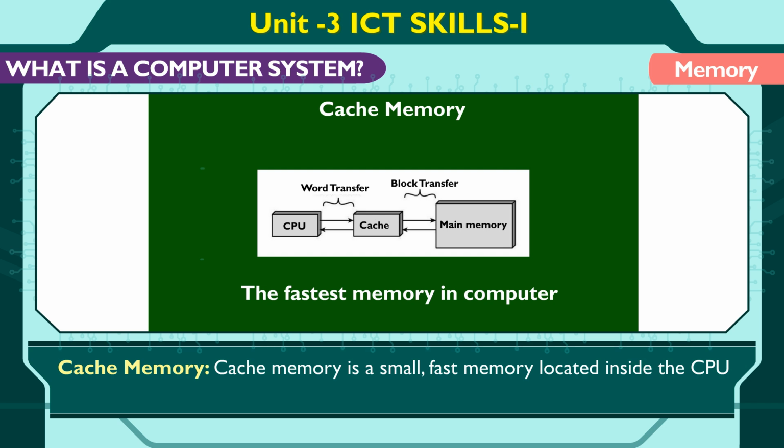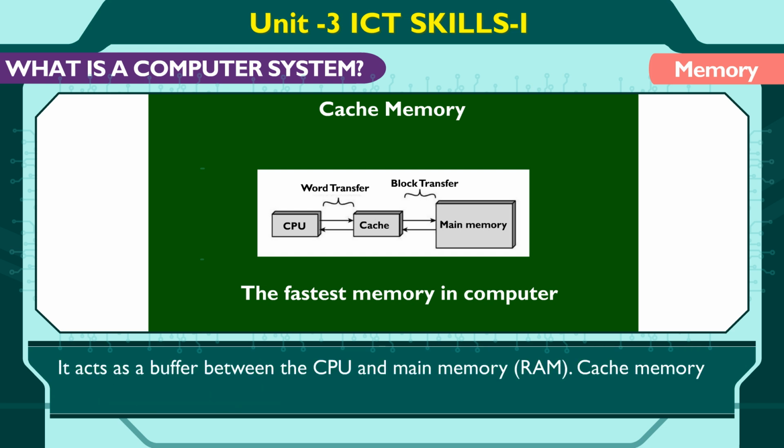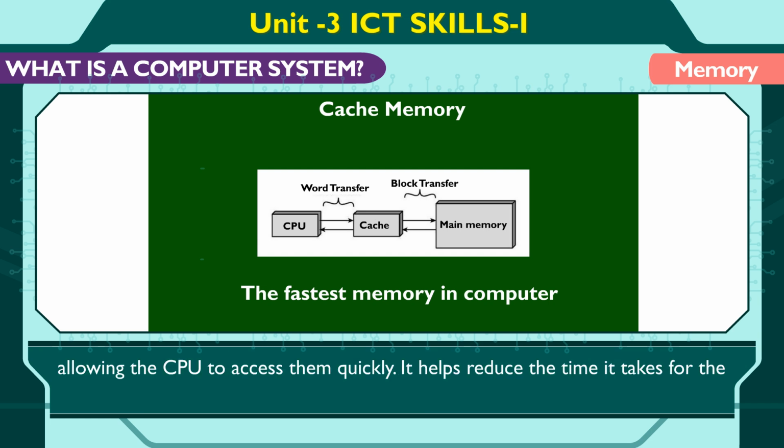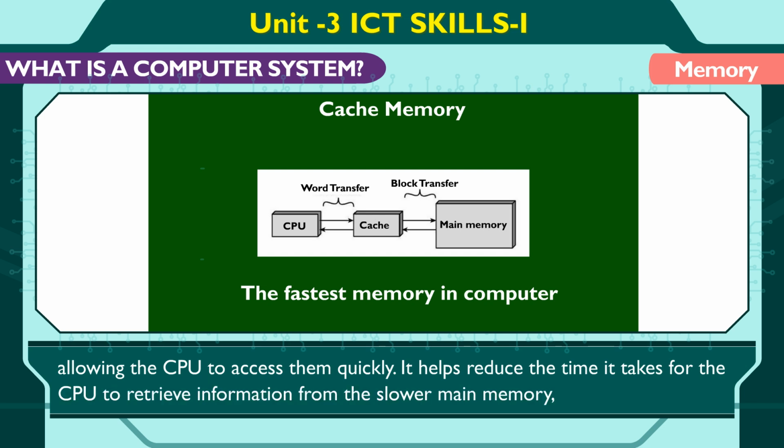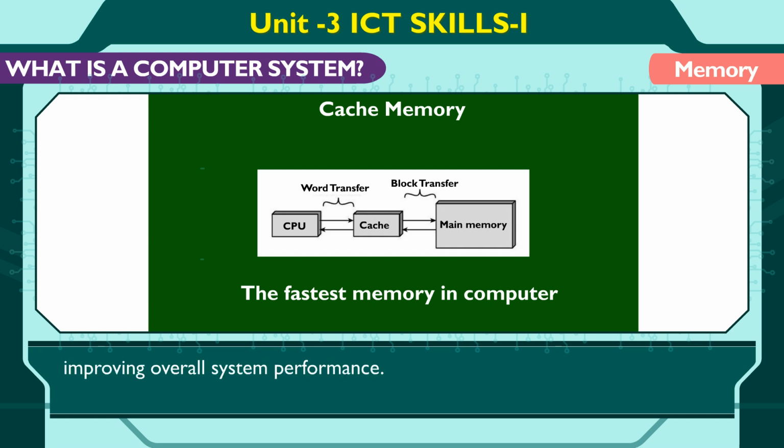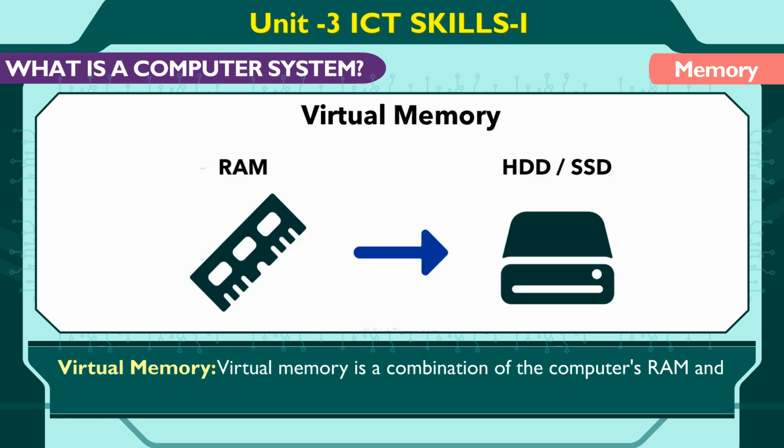Cache memory. Cache memory is a small, fast memory located inside the CPU or in close proximity to it. It acts as a buffer between the CPU and main memory, RAM. Cache memory stores frequently used data and instructions, allowing the CPU to access them quickly. It helps reduce the time it takes for the CPU to retrieve information from the slower main memory, improving overall system performance.